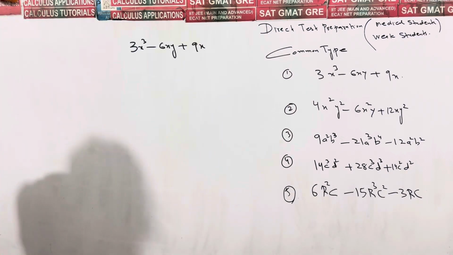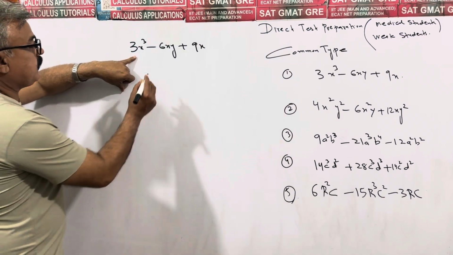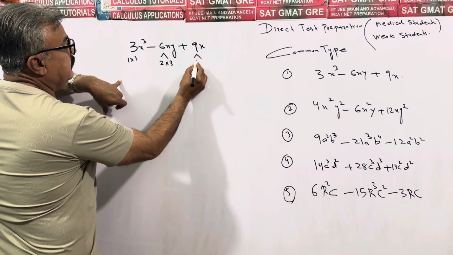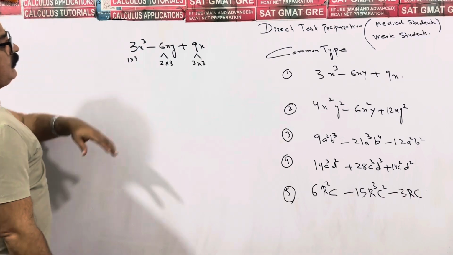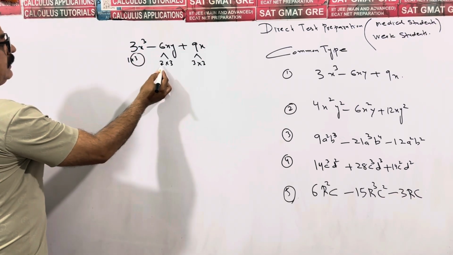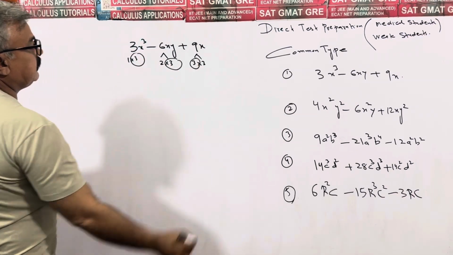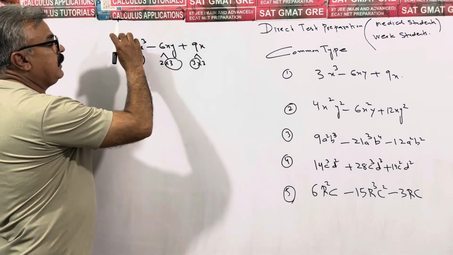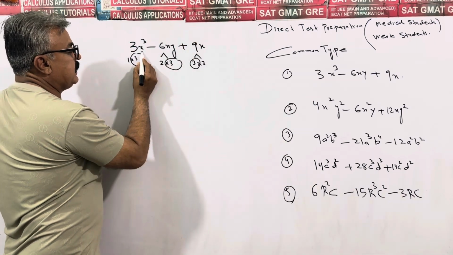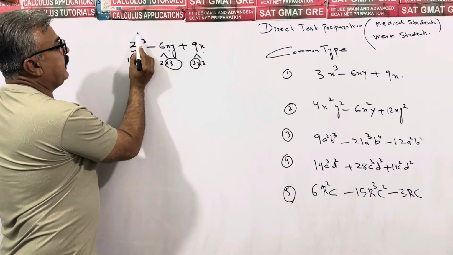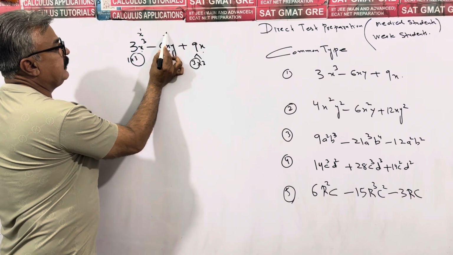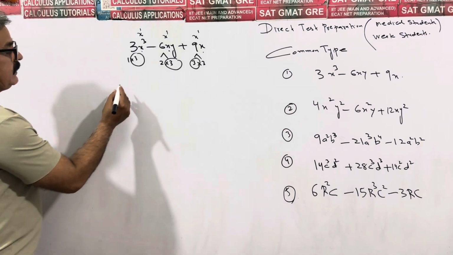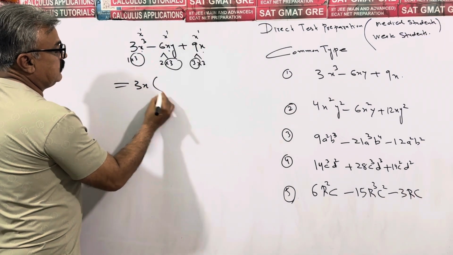First, deal with the numbers. 3 is 1 times 3. 6 can be written as 2 into 3. 9 can be written as 3 into 3. If we inspect this, 3 is the common factor in all. From the x and y point of view, x power 1 is present here, here as well as there. So 3x is our common factor, factored out.